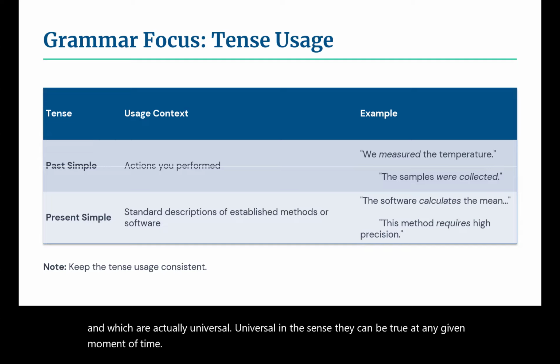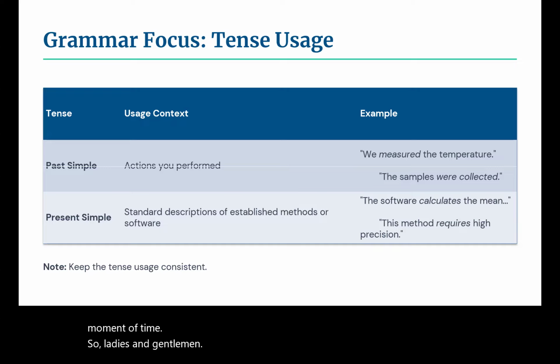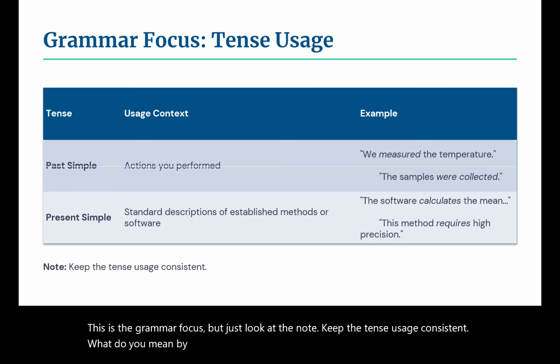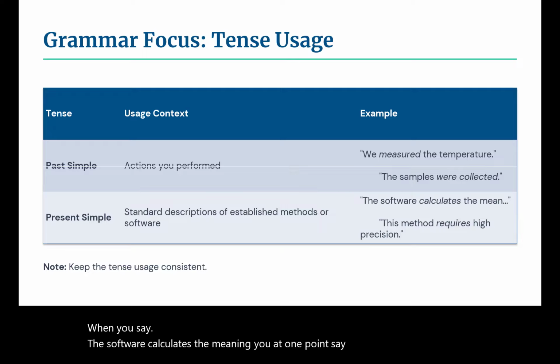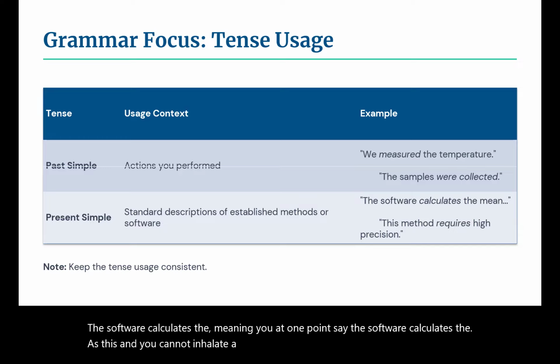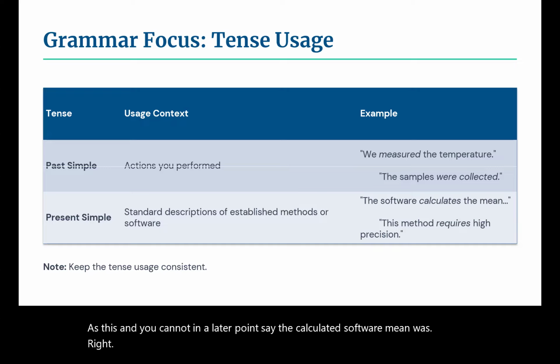So, ladies and gentlemen, this is a grammar focus, but just look at the note: keep the tense usage consistent. What do you mean by consistency of tense usage? Quite simple. When you say the software calculates the mean at one point, you cannot at a later point say the calculated software mean was, right? Did you get the point?